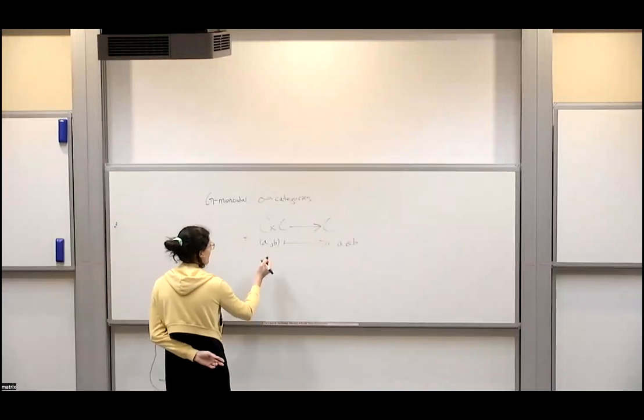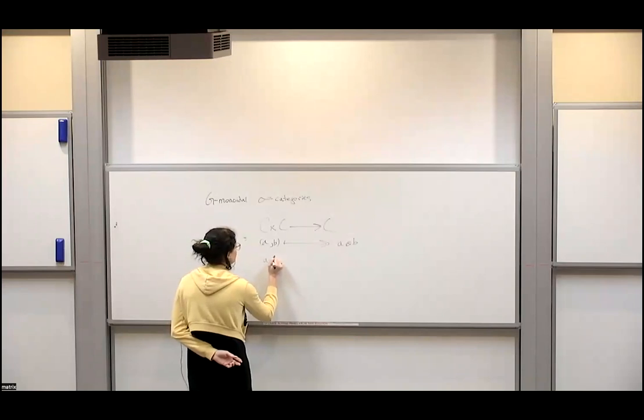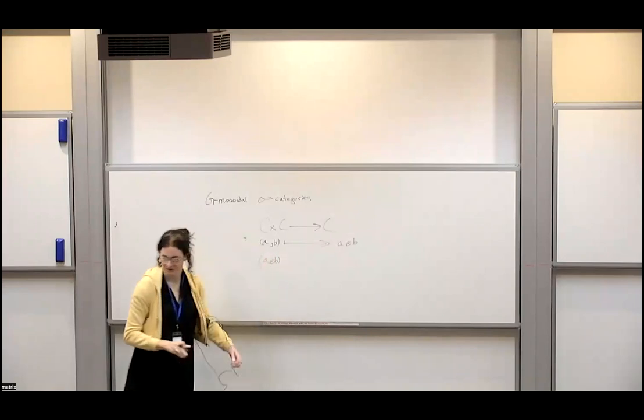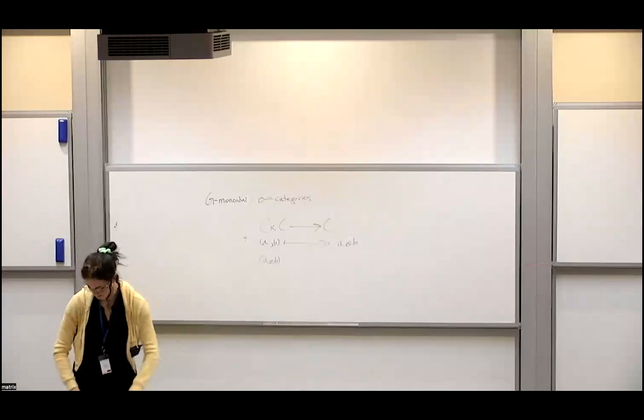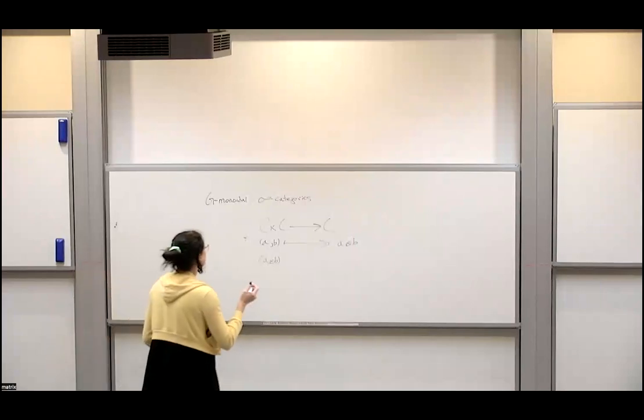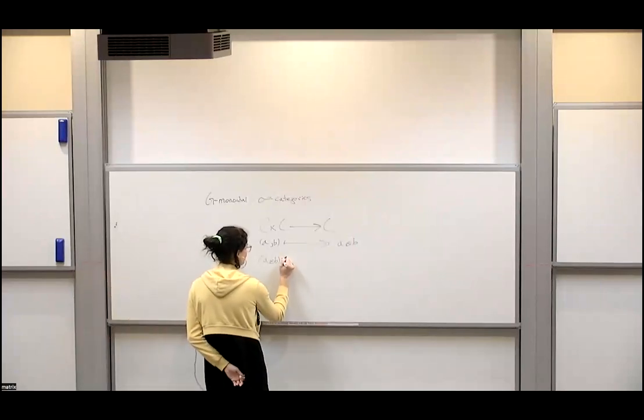So in other words, I'm going to have something like A tensor B. I'm switching markers again. Try a different color. Tensor, yeah, that looks better.